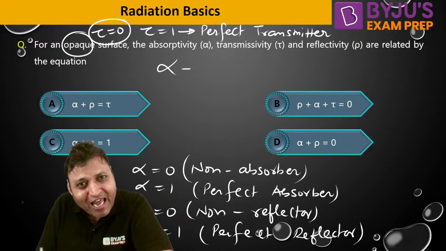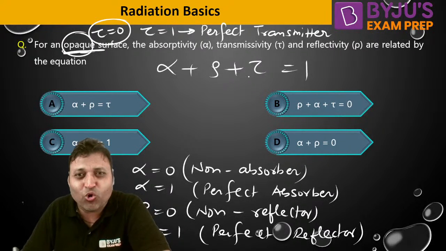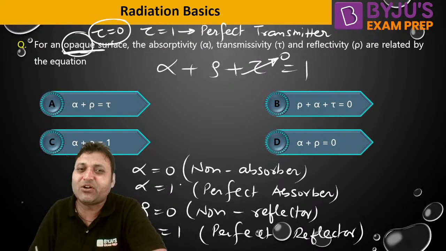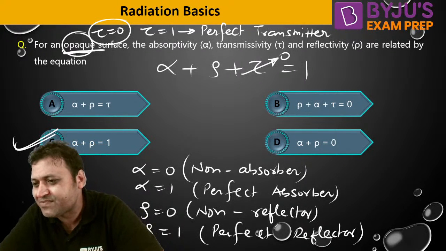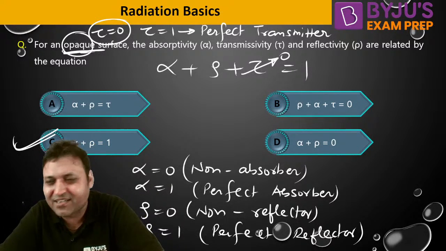So what is the answer? As we all know, alpha plus rho plus tau is equal to 1. But because it is about an opaque surface, tau is equal to 0. So alpha plus rho is equal to 1. Option C is the correct answer.